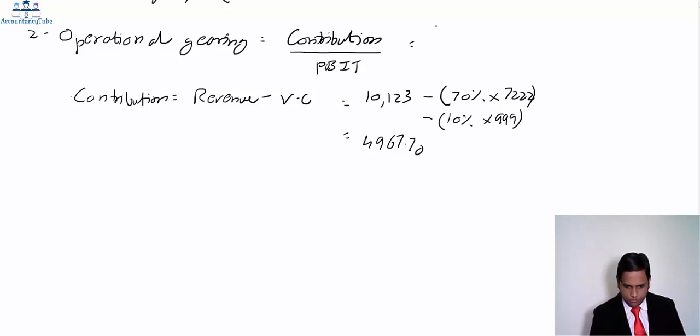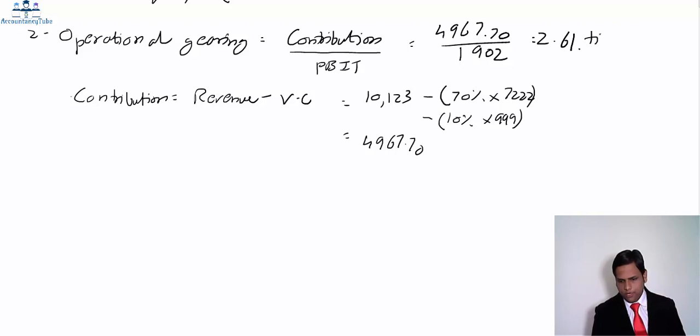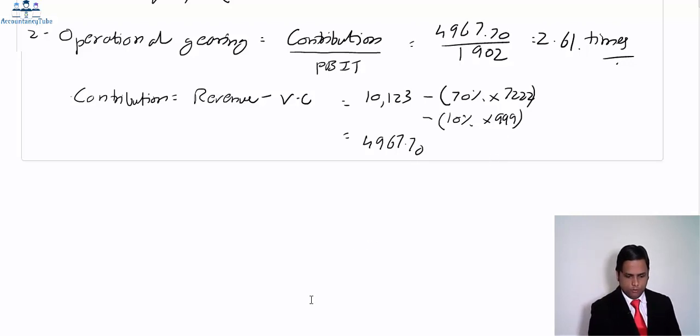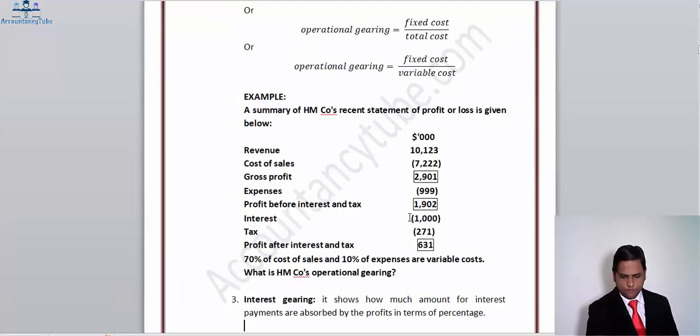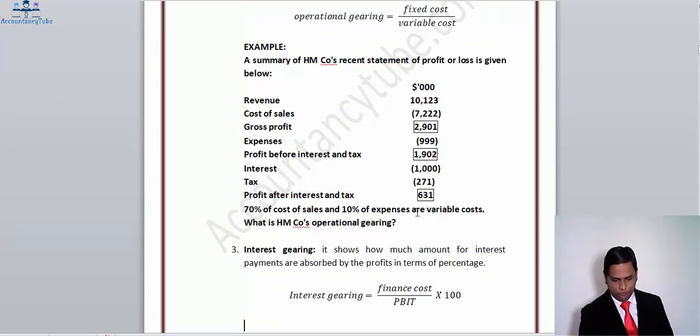We took the contribution now. Our contribution we have already computed, 4967.70 divided by the profit before interest and tax figure of 1902, which is giving us 2.61. Now this ratio is in times. So that's the operational gearing MCQs. Pardon me, it's OT now.